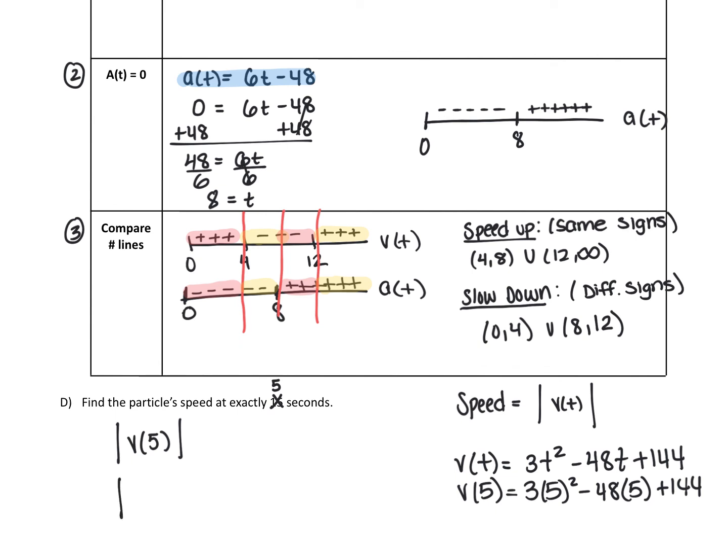All right, so you should be getting negative 21. So I need to take the absolute value of that, so my particle's speed at 5 seconds will be 21.